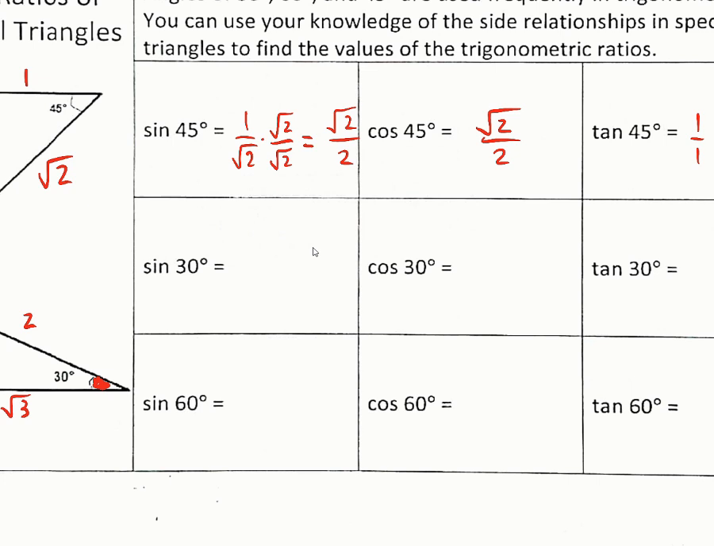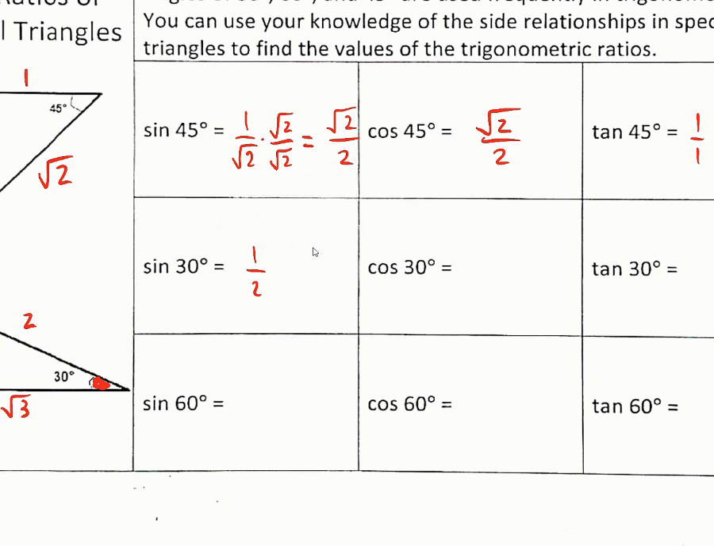So watch this. Sine of 30. Okay, so we're coming from this angle. Sine is opposite over hypotenuse. So the sine of 30 is always 1/2. Click it in your calculator. Type it. Sine 30 equals.